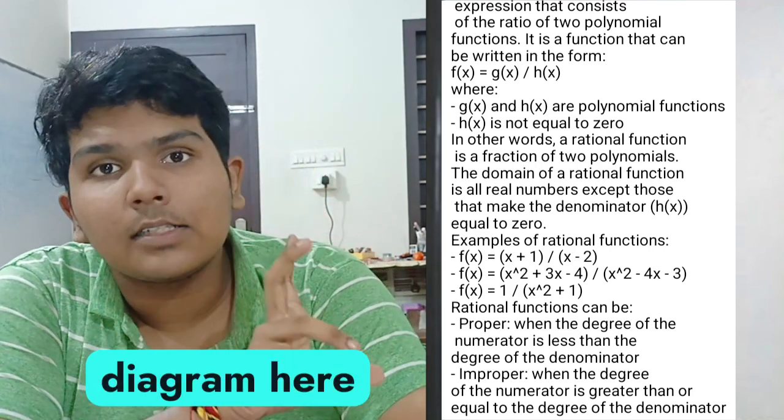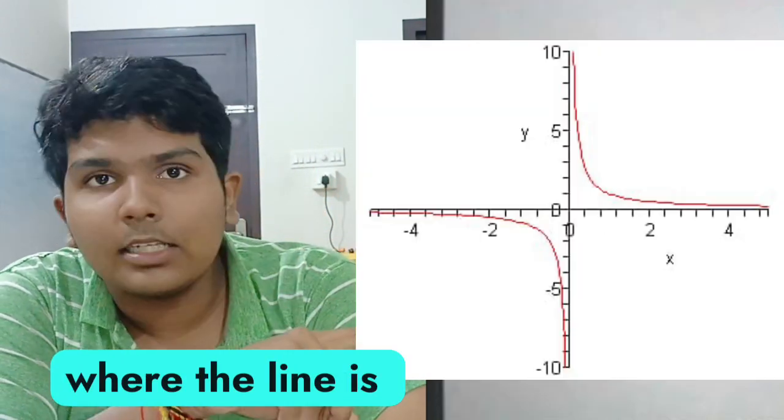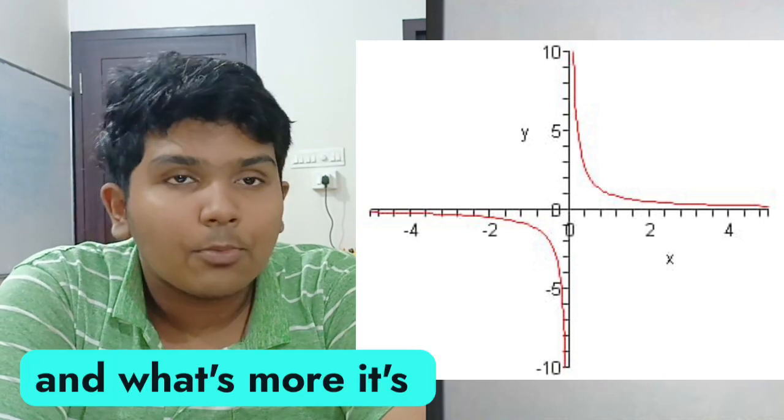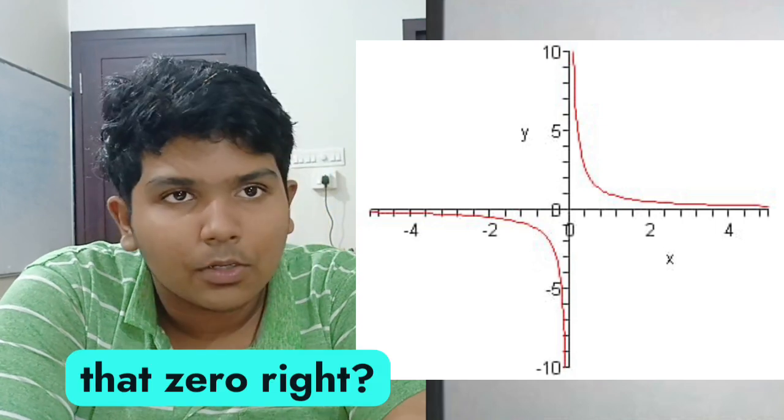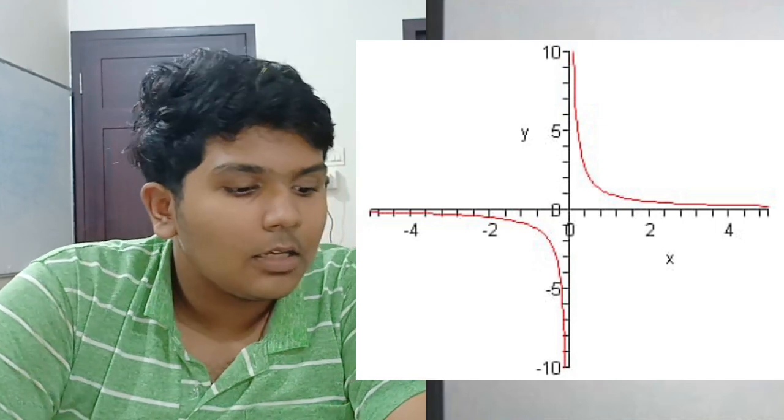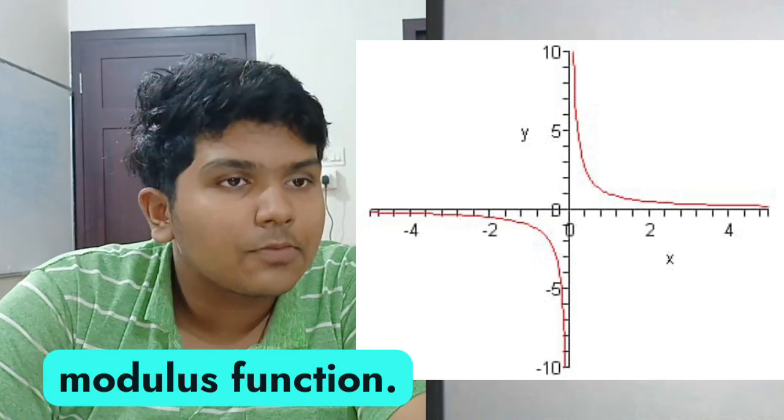You can see in this diagram where the line is passing through, and what's more, it's not even touching the origin, that's 0. It's not touching there.